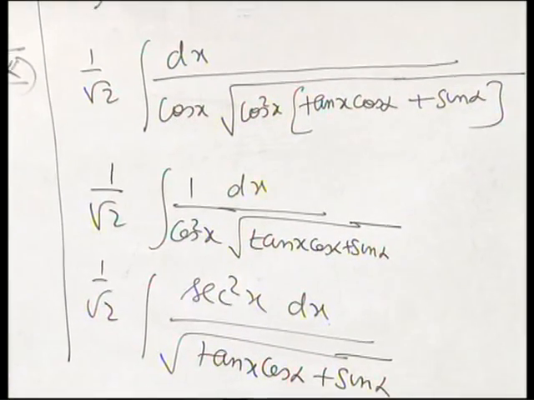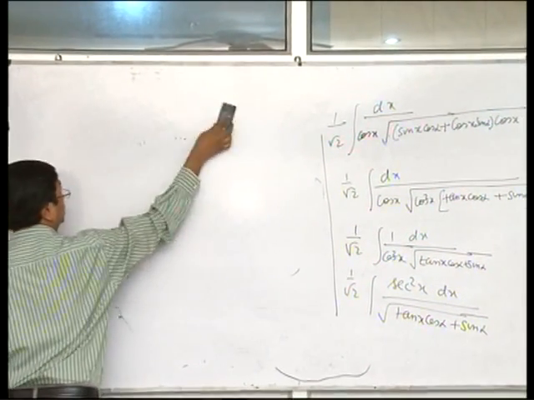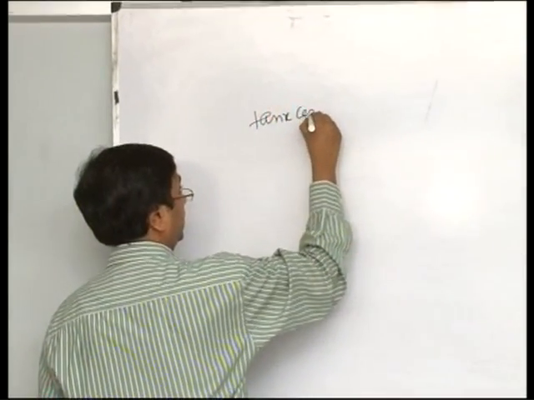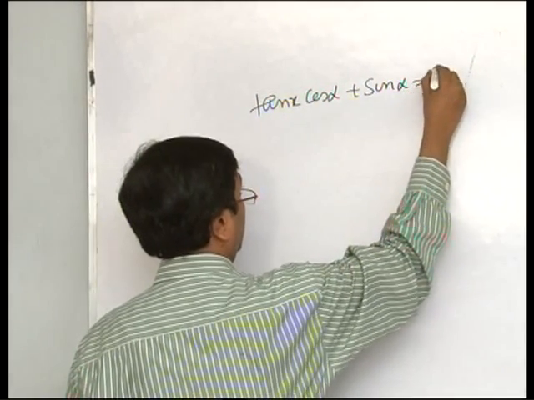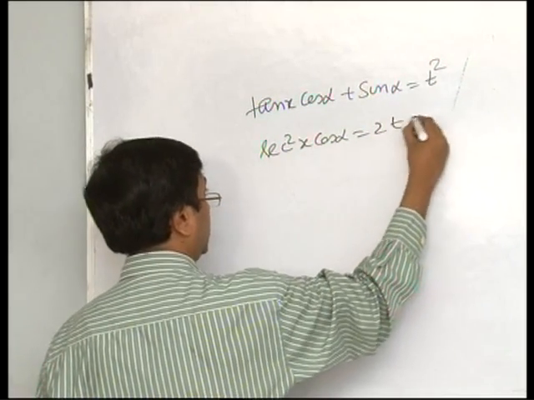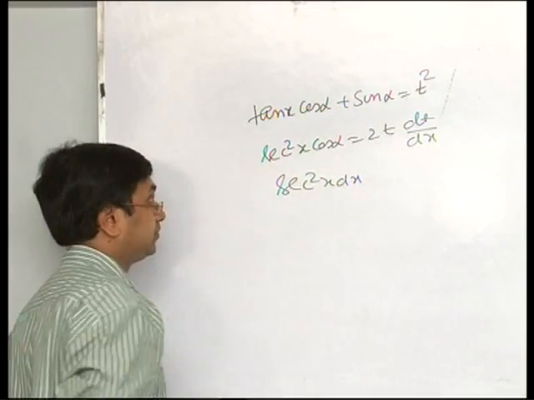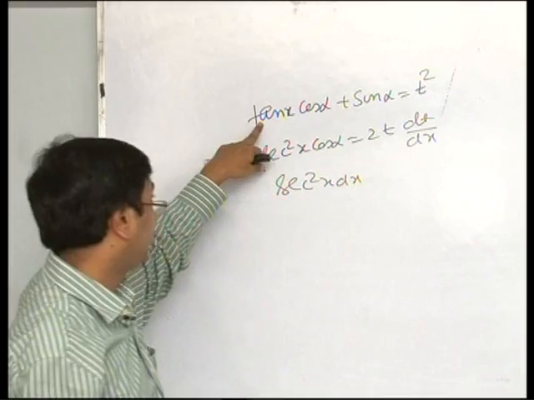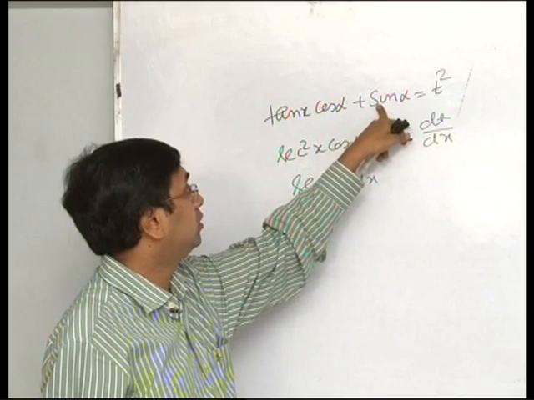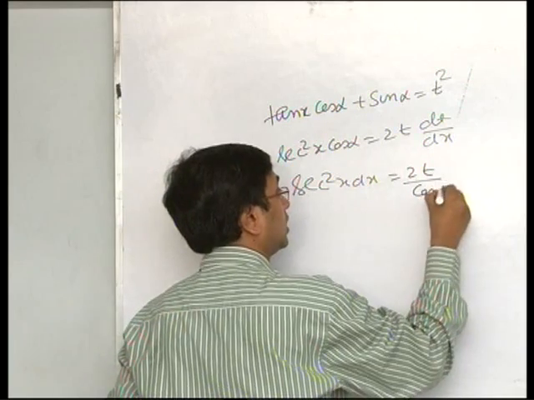Right? Now this can be easily integrated. You don't have to do much for that. It's the same thing. Tan x cos alpha plus sin alpha equal to t square. So you'll have sec square x cos alpha, 2t dt by dx. So what will you get? Sec square x dx. We put this equal to t square. Derivative of tan x is sec square x. Cos alpha is a constant, and for a constant the derivative is 0, and 2t dt by dx. So we cross multiply: 2t by cos alpha dt.